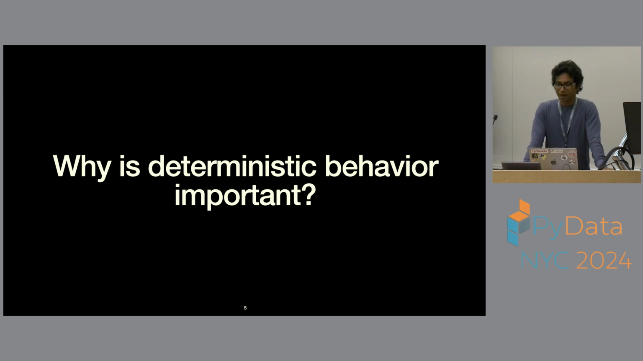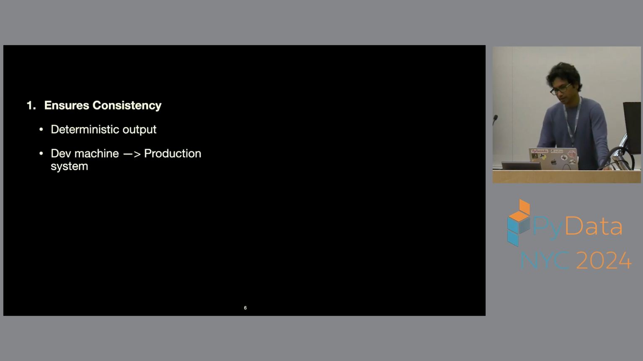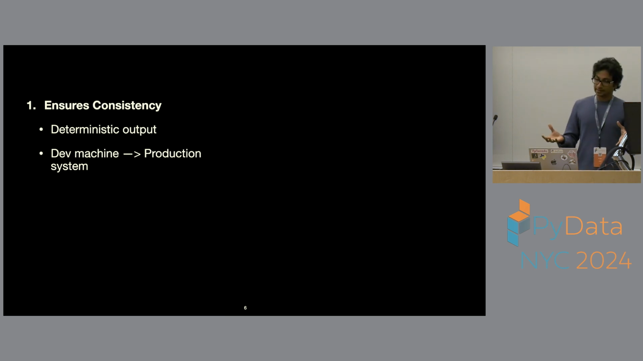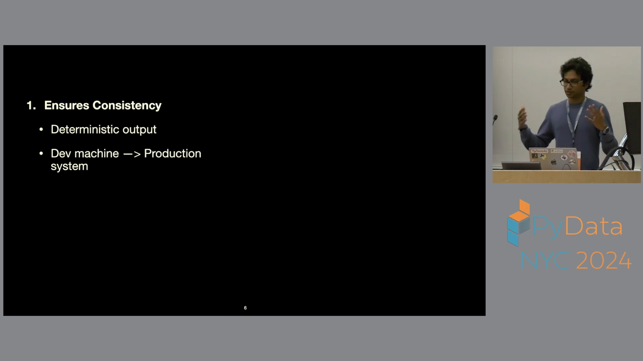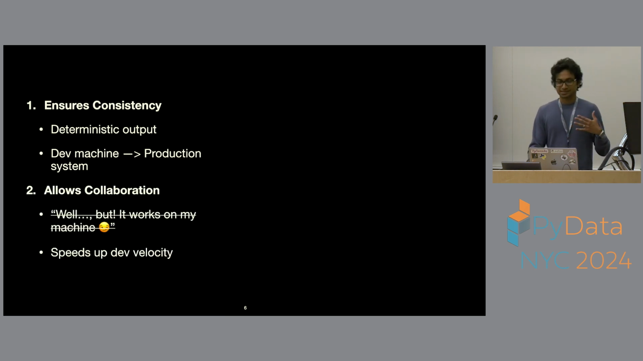It sounds simple, right? But why is it really that important to have that behavior? Well, a couple of things. First of all, it ensures consistency. If you have a deterministic output, you can be assured that whatever you're working on and whatever the output is on your own machine is going to translate to the work in production. The second thing is, it allows for collaboration. You don't want to hear again, "it works on my machine," all of those sorts, right? So it allows for better collaboration and it speeds up the development velocity there.